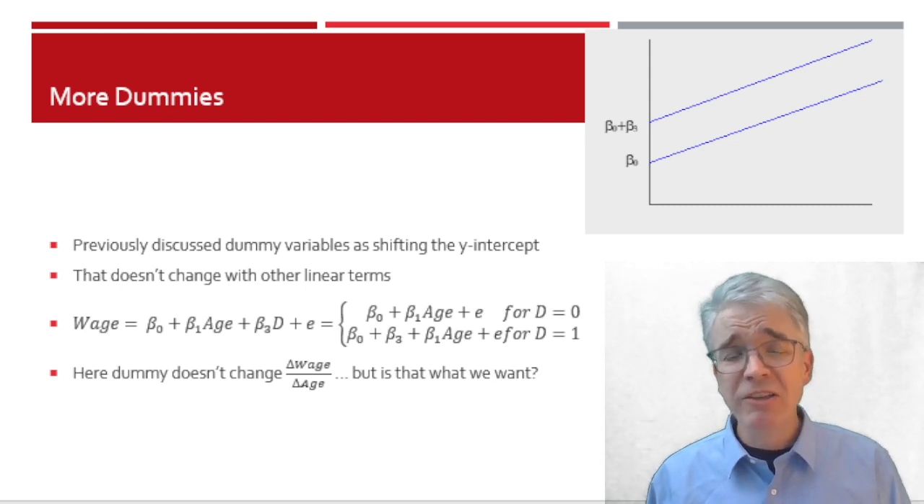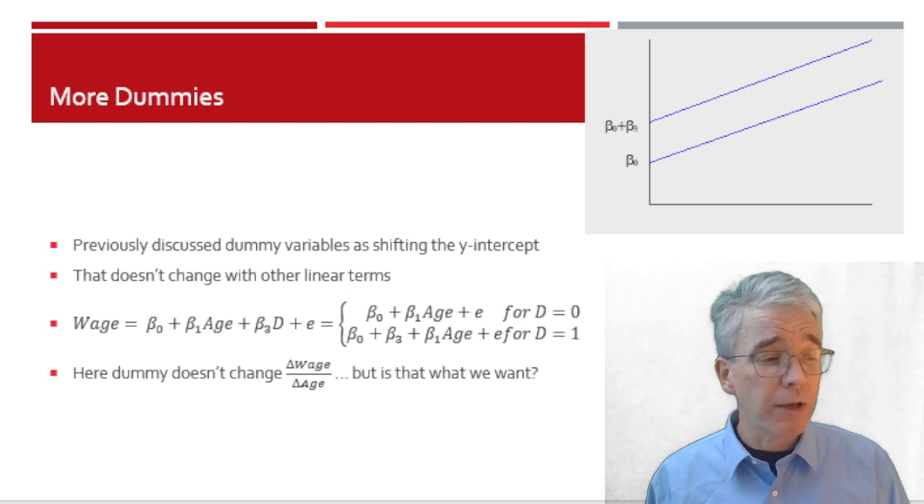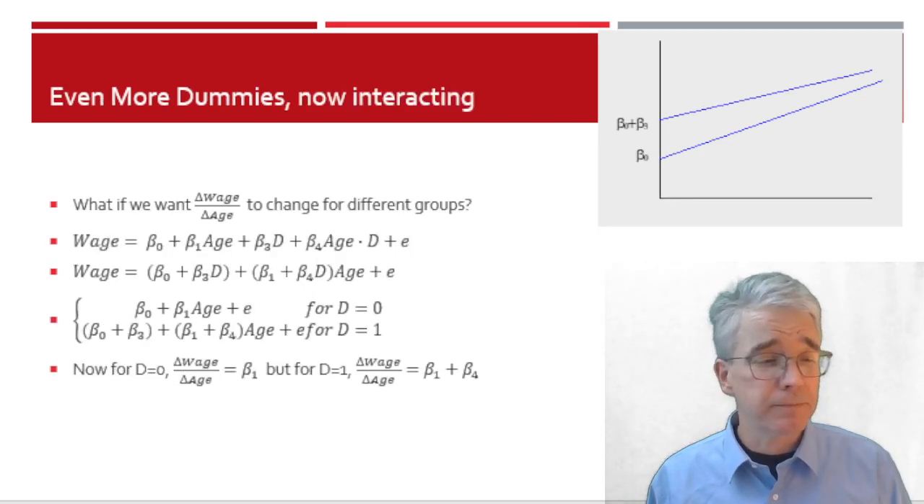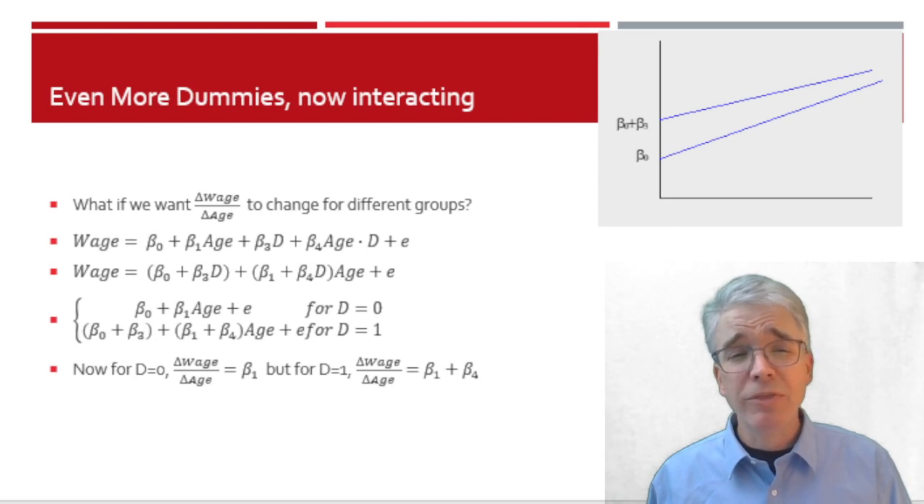But what if we want to change the slope on age? What if people with that dummy variable equal to 1 accumulate experience differently, or accumulate the rewards to experience differently? Perhaps we think that delta wage, delta age should be different between the groups. Now, this model does not require it to be different. It allows it to possibly be different.